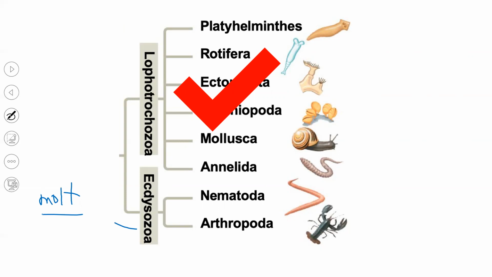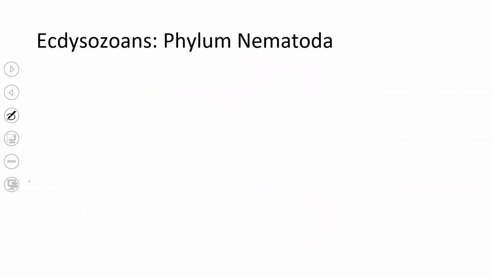These are more numerous than all the other ones combined, but it doesn't look like it here. There are 8 different phyla of this. We're only focusing on 2. So we're going to talk about nematodes and arthropods. But this name ecdysozoa comes from the molting of their external cuticle.